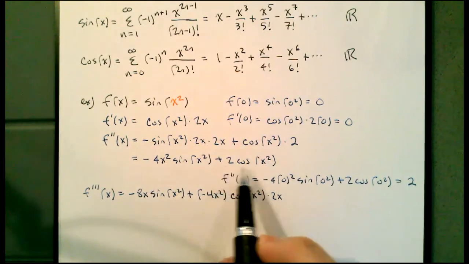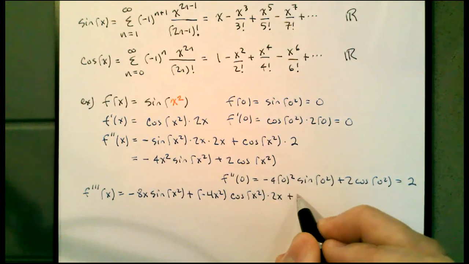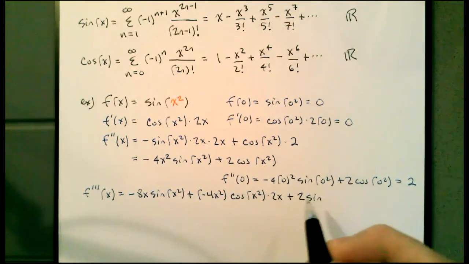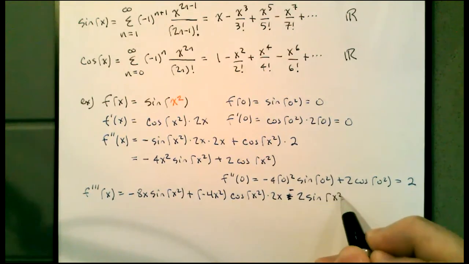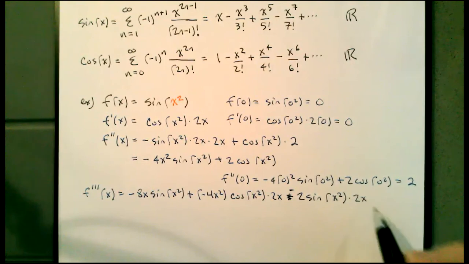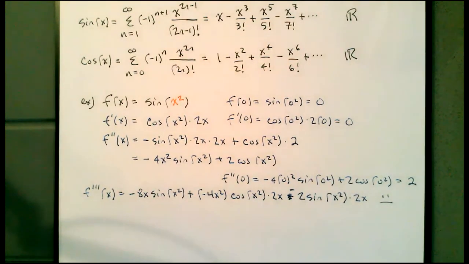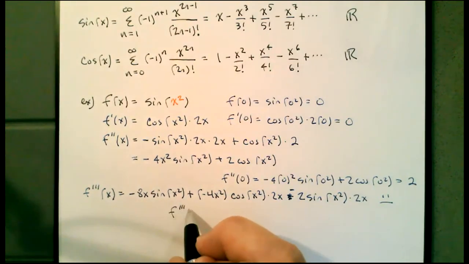Then we also need the derivative of this term, 2 cosine x squared. So plus the derivative of 2 cosine of something is 2 sine of that thing. Oh, derivative of cosine is negative sine. Times 2x. Because we still got to find f double prime at 0, or f triple prime at 0.